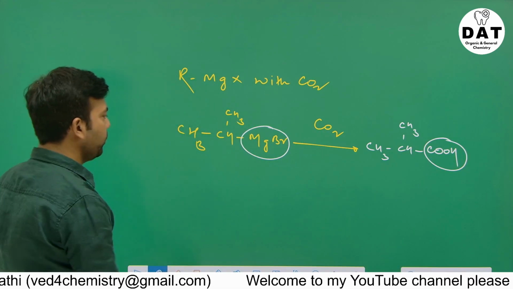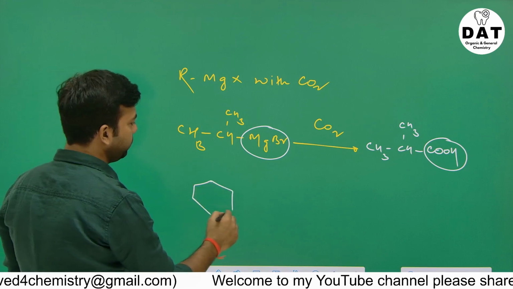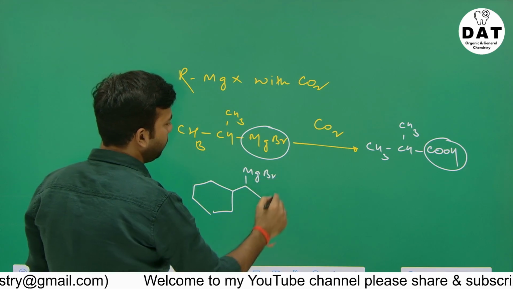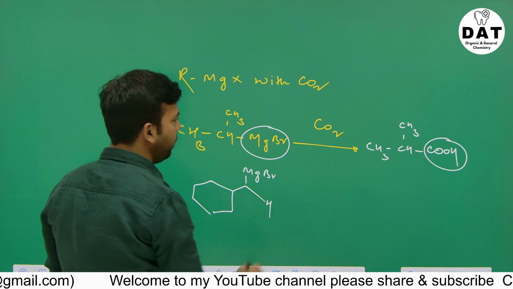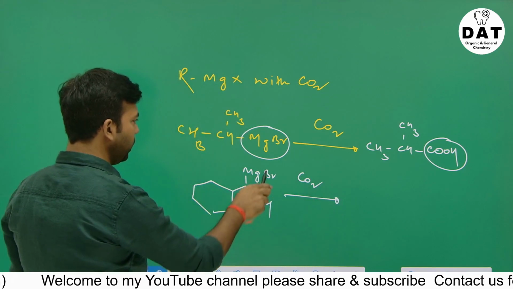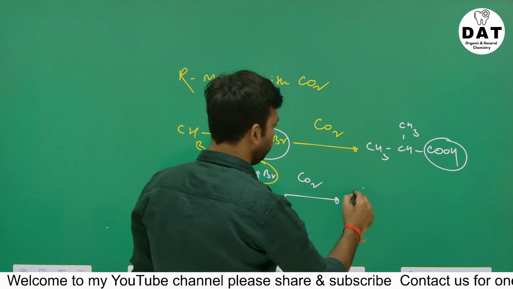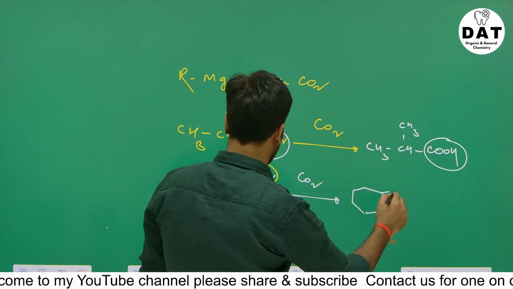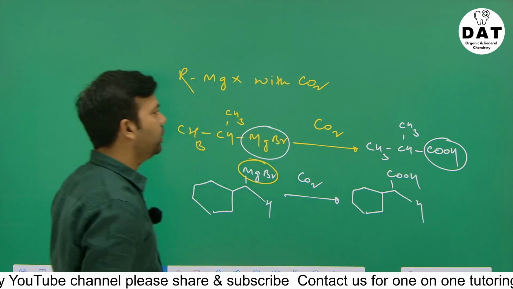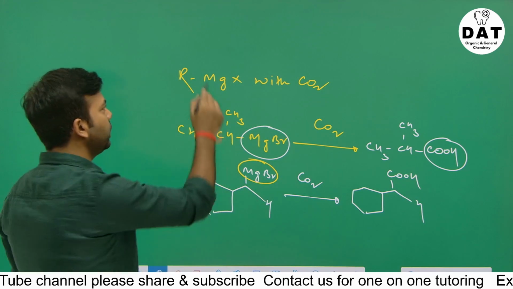Clear? Suppose you have this type of Grignard and we are treating with CO2. Eliminate this and attach the carboxylic group. Easy. Clear? So this is the Grignard with CO2.